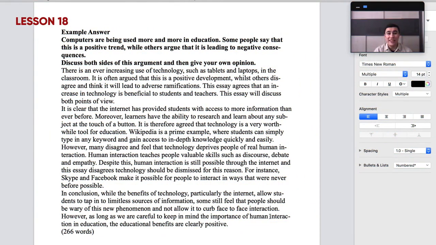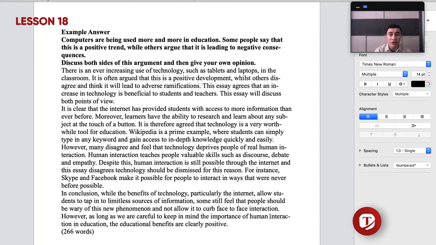Now guys, you can compare your answers with the sample answer, and here is the topic. Computers are being used more and more in education. Some people say that this is a positive trend, while others argue that it is leading to negative consequences. Discuss both sides of this argument and then give your own opinion. Okay, there is an ever-increasing use of technology, such as tablets and laptops in the classroom. This is actually the paraphrased version of the question.